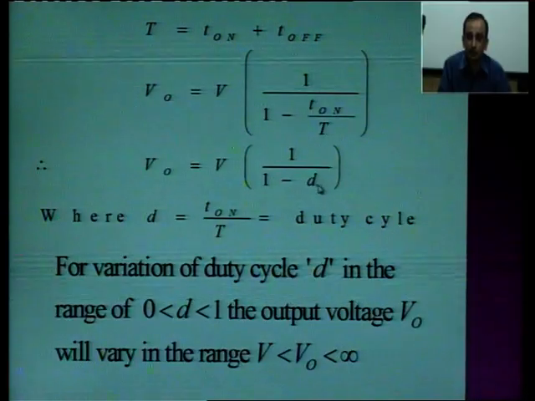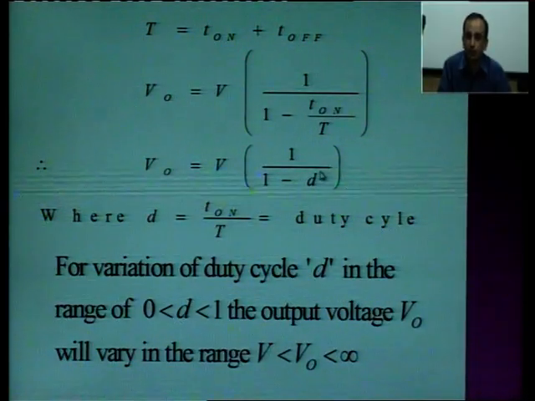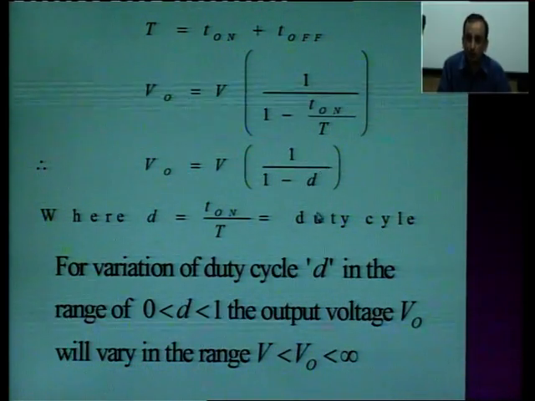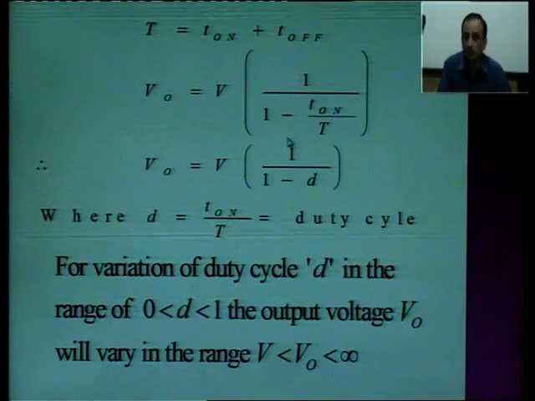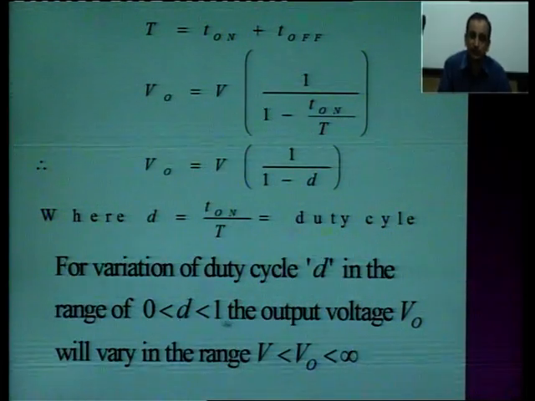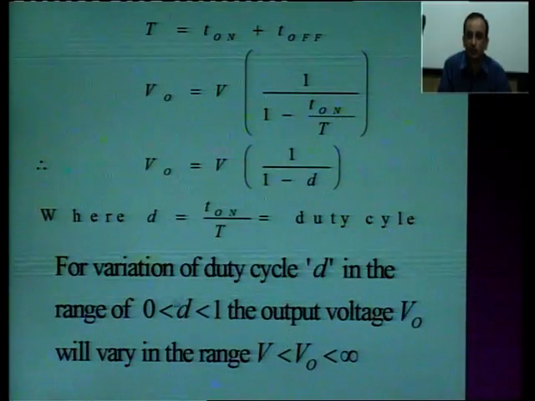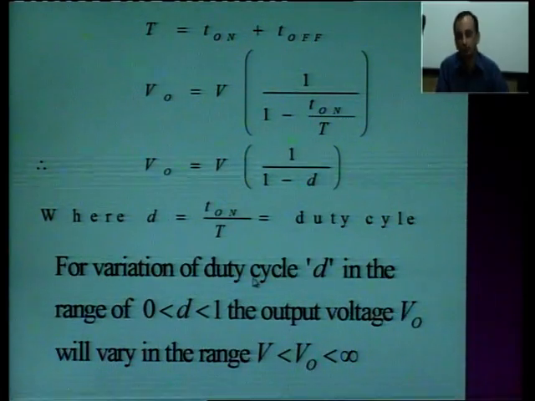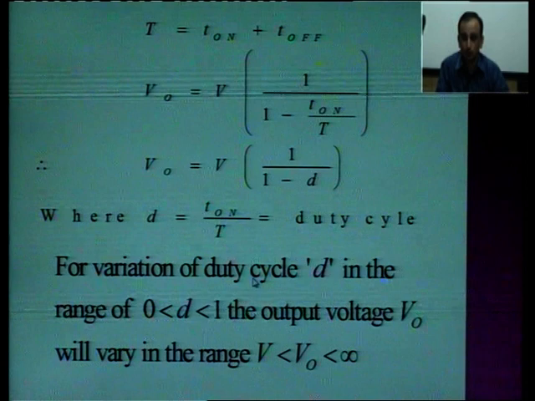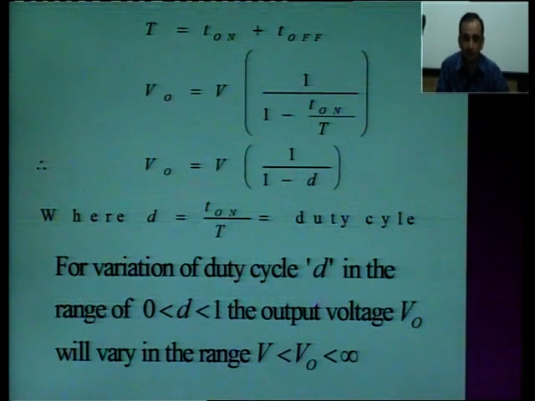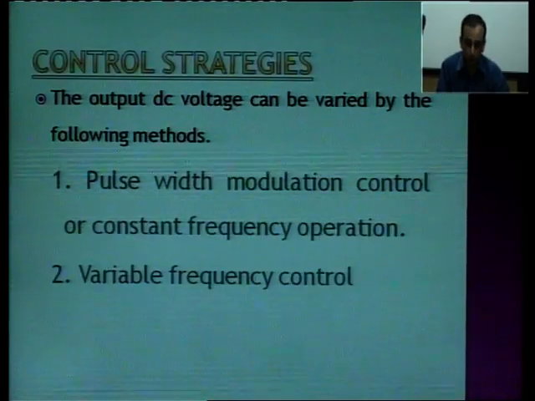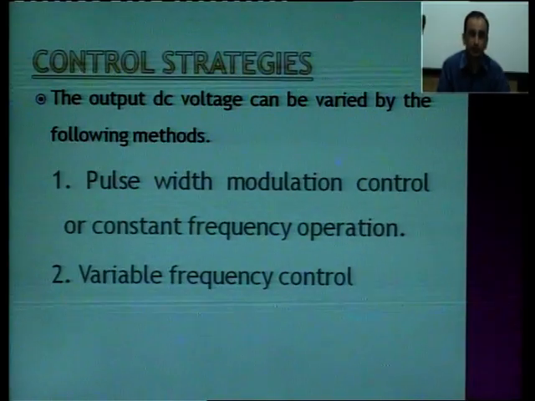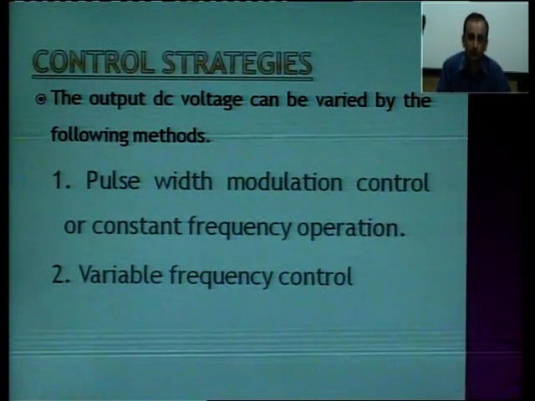If we put D equal to 0, V output is equal to V. If we put D equal to 1, it will become infinity. That is why D is kept less than 1, and within this range we can vary it. Accordingly we can get a variable output voltage. Simply by varying this duty cycle, we can get whatever voltage level we require across the output.